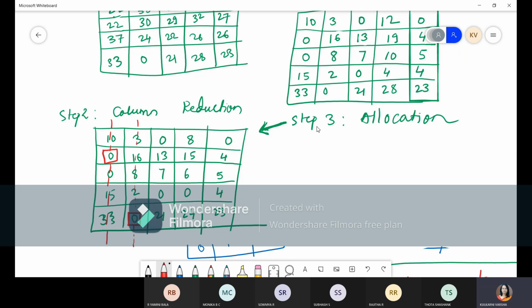In third column, there are two zeros, so leave it. Then fourth column. In the fourth column, there is single 0, so allocate it. So as we are doing column wise scanning, allocation is done, cancel the row. So we are cancelling the row. Now go for the fifth column. Now in fifth column also there is single 0, so allocate it.